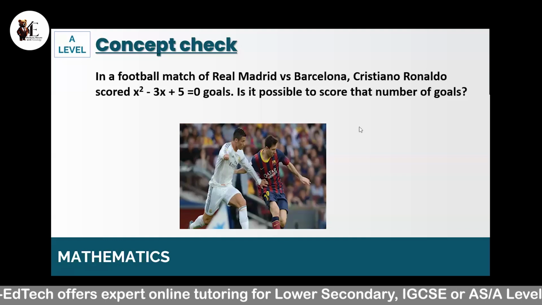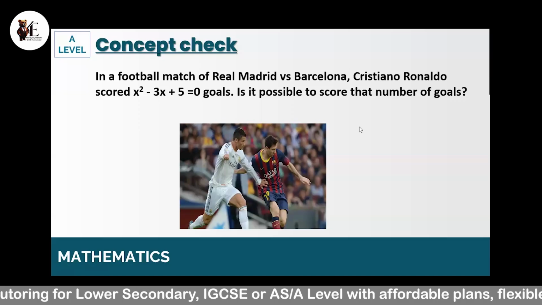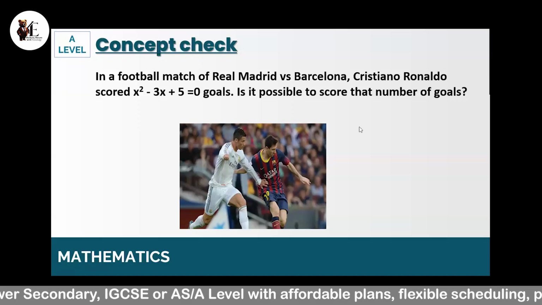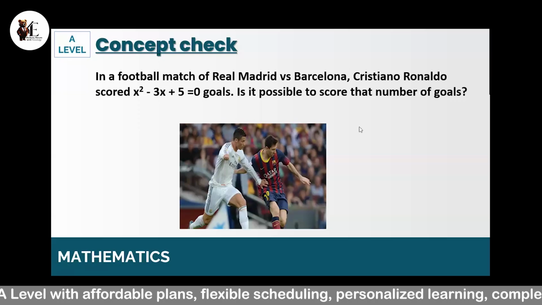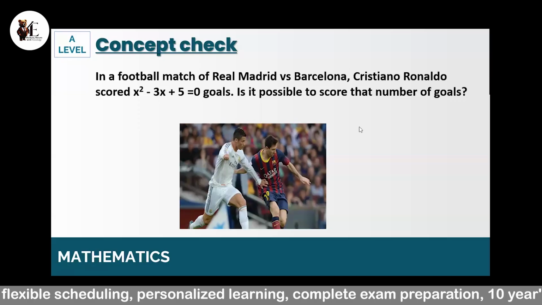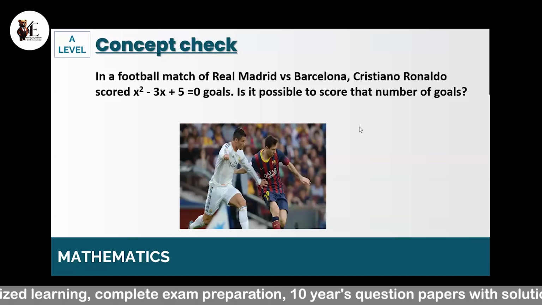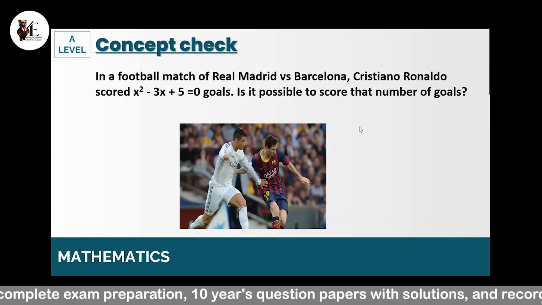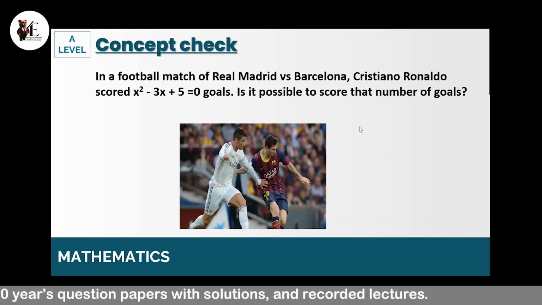Okay, so there's a football match in which Cristiano Ronaldo scored x square minus 3x plus 5 is equal to 0 goals. So the goals are given in the form of an equation. So you have to tell whether it is possible to score that number of goals. You have to calculate the discriminant, and if the discriminant is 0 or greater than 0, it is possible because the roots will belong to the real numbers.